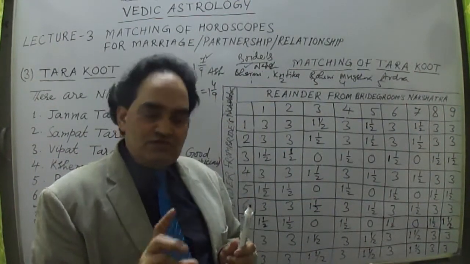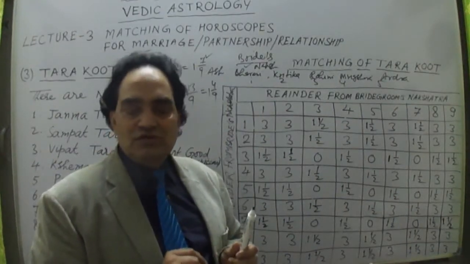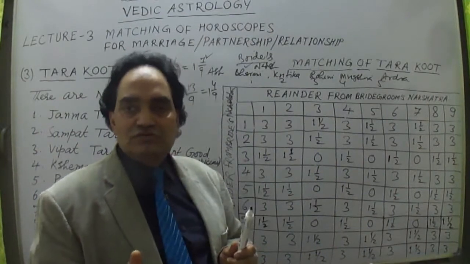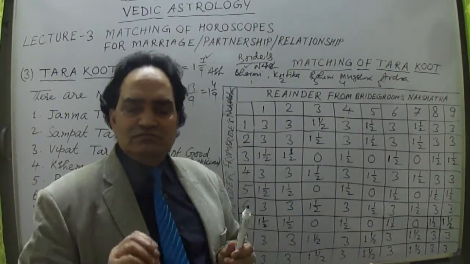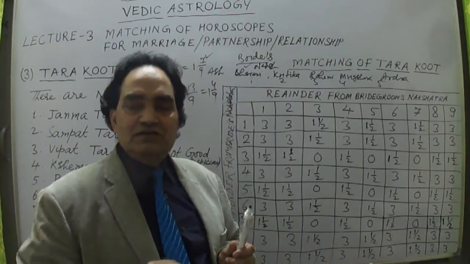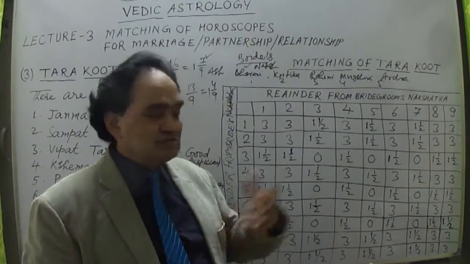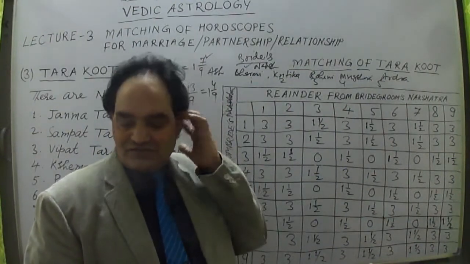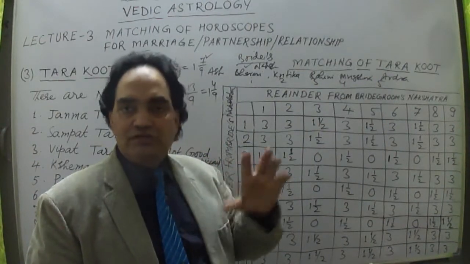But if different, Manushgan to Rakshasgan, not good. Devgan to Rakshasgan, not good. They will always fight. They will spend their whole lives fighting. So this is how Devgan and Rakshasgan always create troubles for themselves. They are not going to agree with each other.